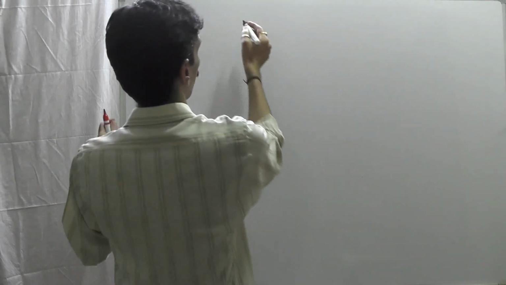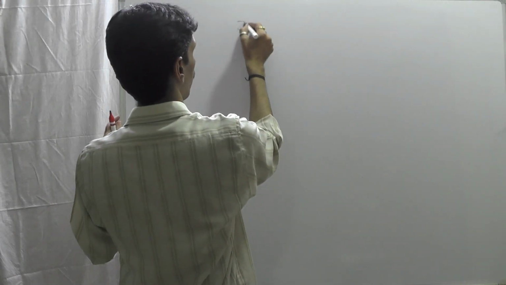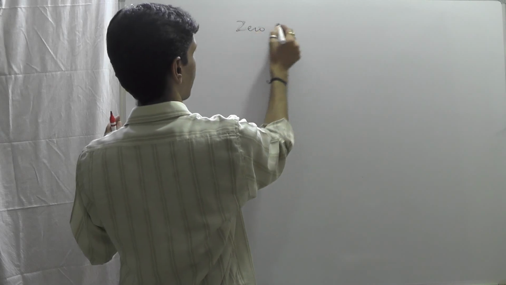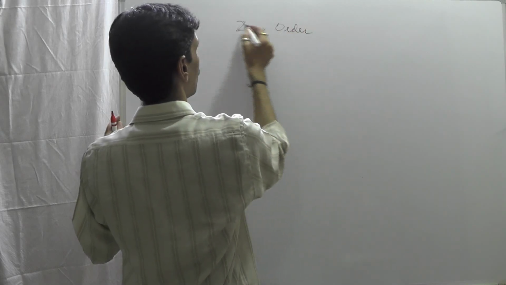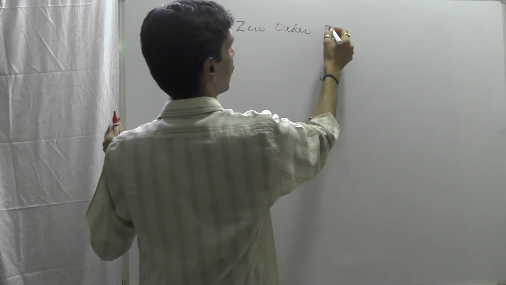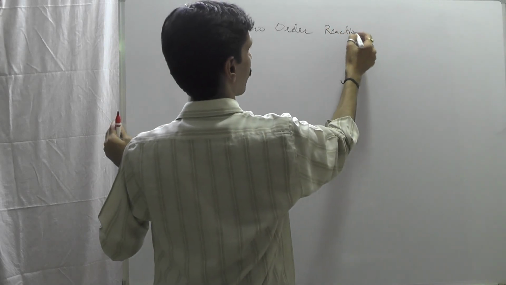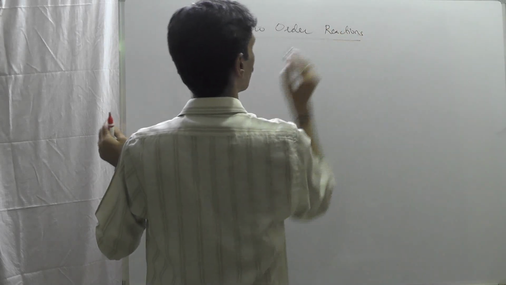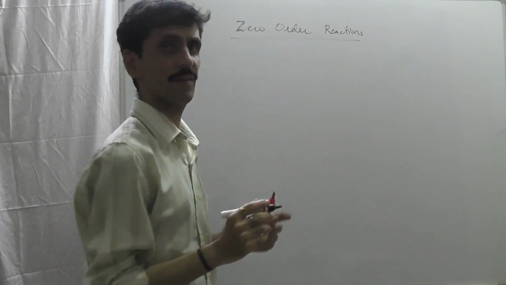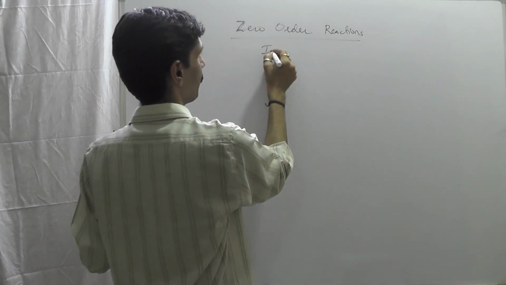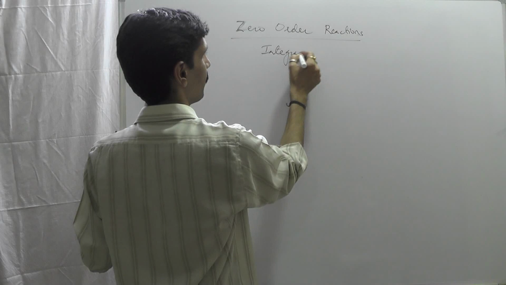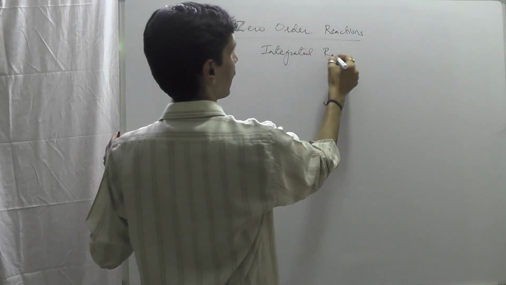So my dear friends, after the first order reaction getting over, we now go into the next part, and that is zero order reaction. Okay, now what do you mean by a zero order reaction? That is what we are going to consider. Zero order reactions. Okay, now in this we go into the integrated form. Integrated rate law.